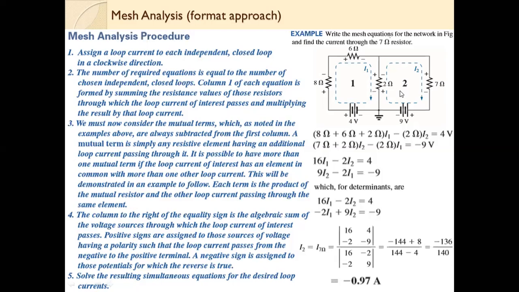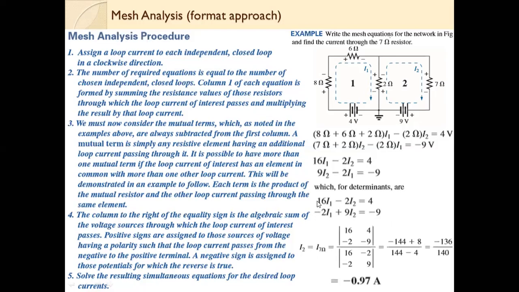But in this problem, we just want to find I2, because I2 is flowing through the 7 ohm resistance, and we want to find the current in the 7 ohm resistance. So now, with the help of this, we will make a matrix. The matrix would be like what? It would be 16, minus 2, minus 2, 9. So that would be my matrix.